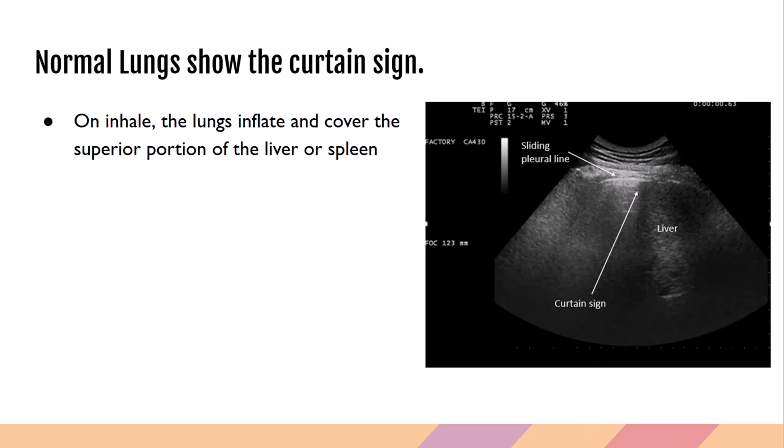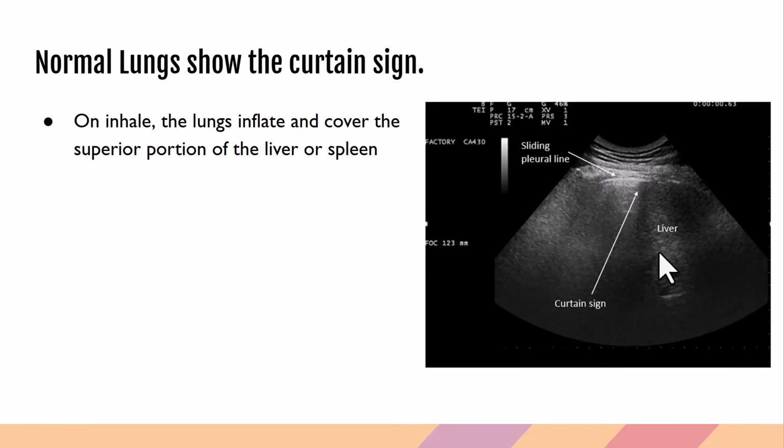Another sign of normal lungs is the curtain sign. The curtain sign is when the lungs inflate, they move downward like a curtain and obscure the liver or spleen. So here is that example. We're at the level of the liver. Normally we would see the superior border of the liver. The diaphragm would be coming across here as well. But as the patient inhales, the lungs expand and drape over the liver. And because they're filled with air, they attenuate the sound, causing a curtain to come over and obscure.